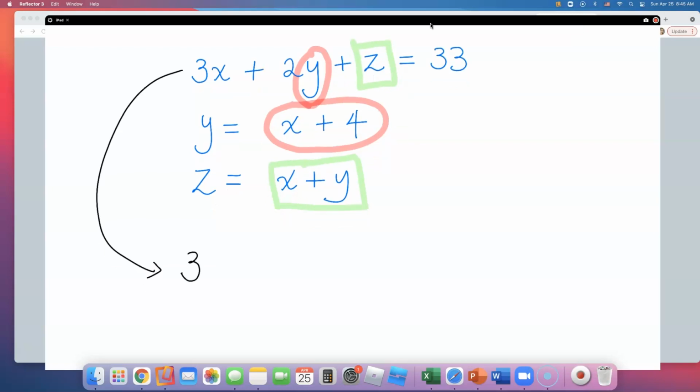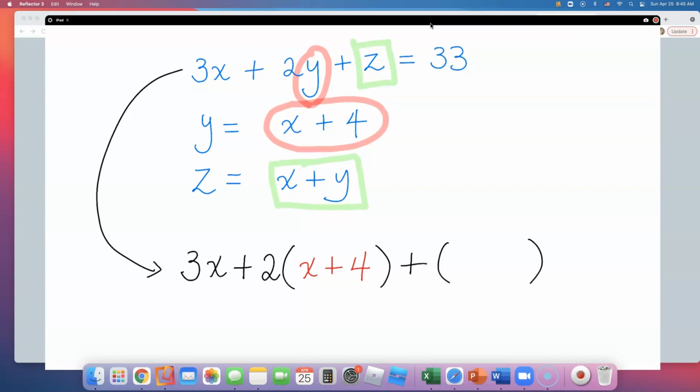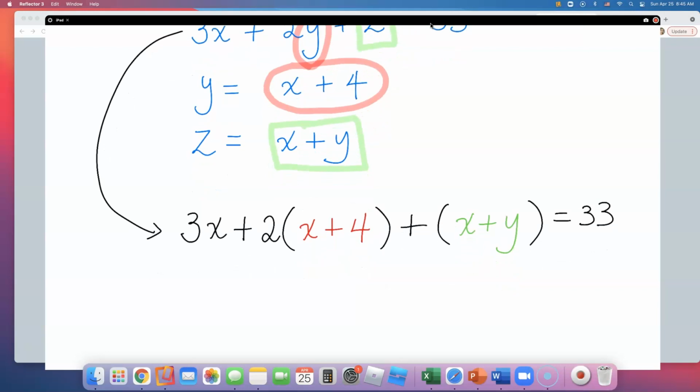So I'll get 3x plus 2 times, instead of y, let's plug in x plus 4 in there. So far so good, because the only letter is x here. Next, I'm going to do plus z, and z is x plus y. Oh, that's not good, because now I have a different variable y. And that equals 33. I was going to solve this, but we do know what y is.